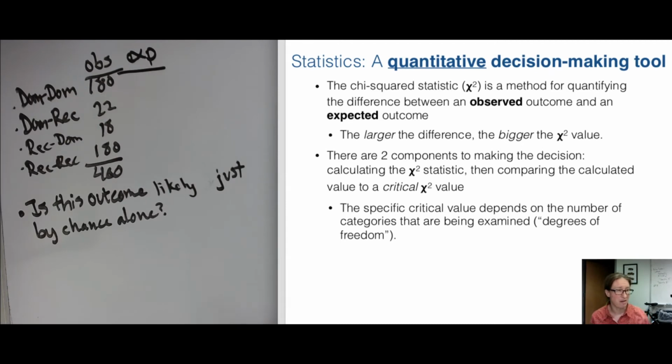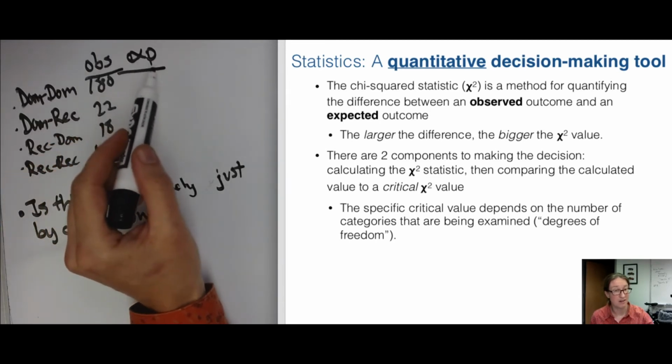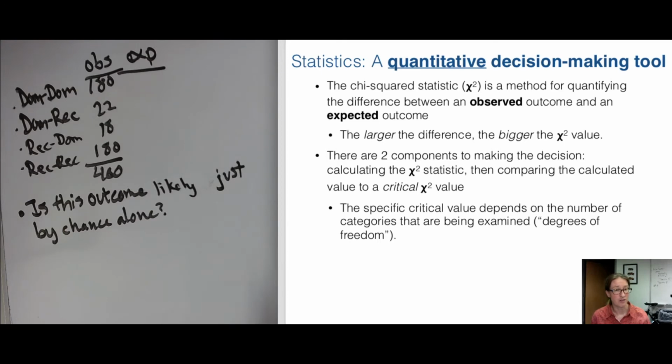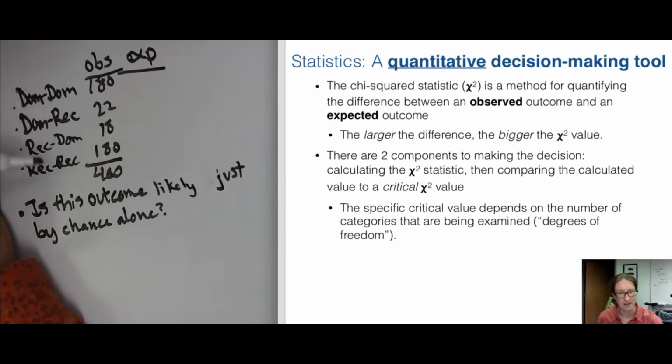The basic rule of thumb for how this statistic is structured is that the larger the difference between an observed outcome and an expected outcome, the larger the chi-squared value that you'll wind up getting. There's two components to making this decision. The first step is to actually calculate a chi-squared statistic. The second step will be comparing that value to a critical chi-squared value. And the specific critical value will depend on the number of categories that are being examined, right?